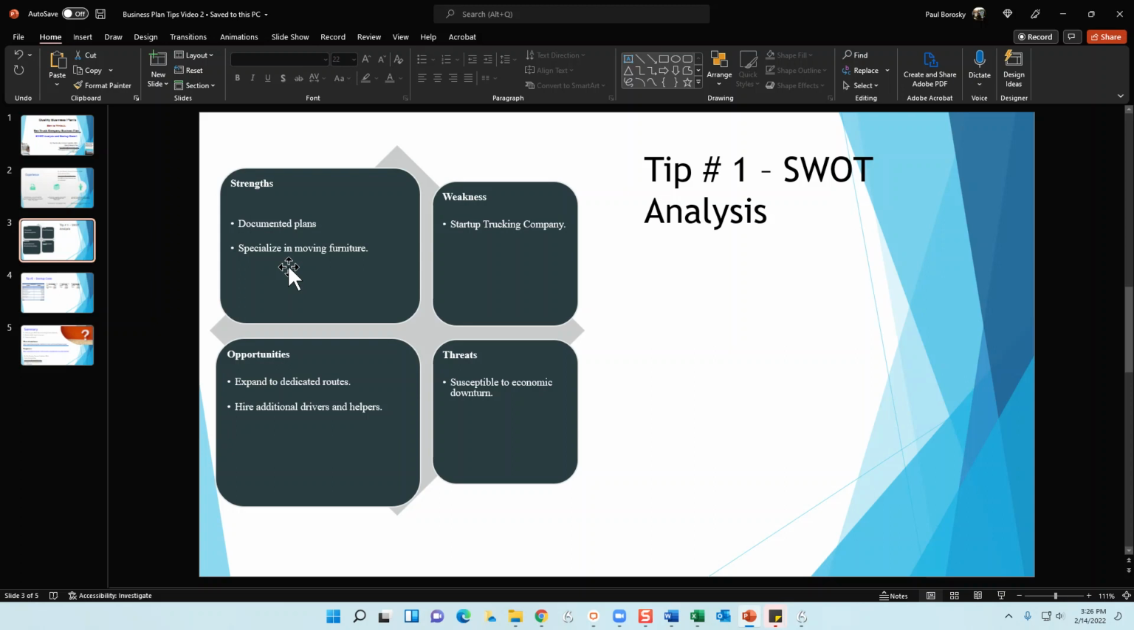Next, for weaknesses, this is where you want to start going. You don't want to start analyzing your company and find out all of your weaknesses and start documenting them and put them in your business plan and share them with the world. That's definitely not a strategy I would recommend.